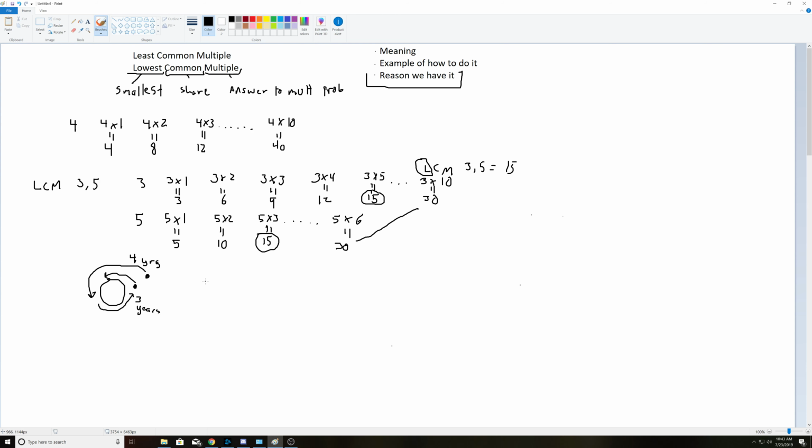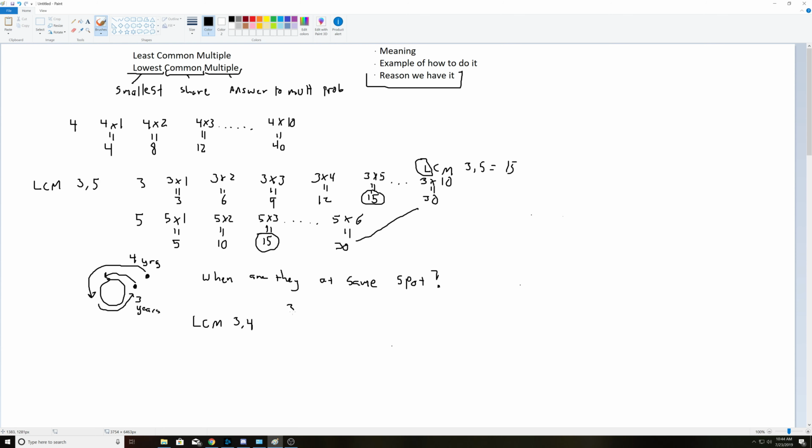Now the question is, we want to know when they will be at the same spot. When are they at the same spot? And if we know how to do the least common multiple, we will find out how long it's going to take for them to be in the same exact spot. So we have 3 and 4. So we're finding the lowest common multiple of 3 and 4.